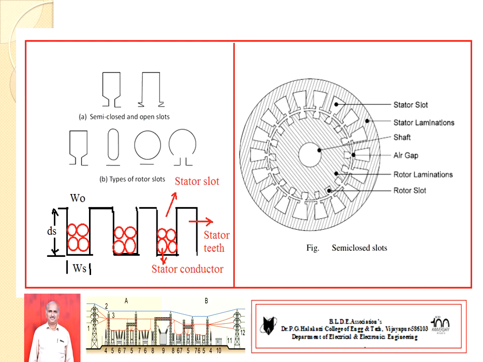You can observe from the figure there is one slot between two teeth. Teeth means the projected part. Slots means a cavity. It is a space available for accommodation of windings. From the diagram you can observe there are four conductors placed in one slot.